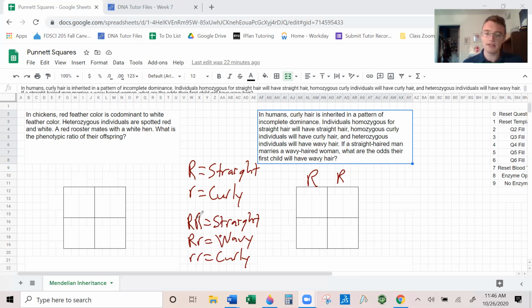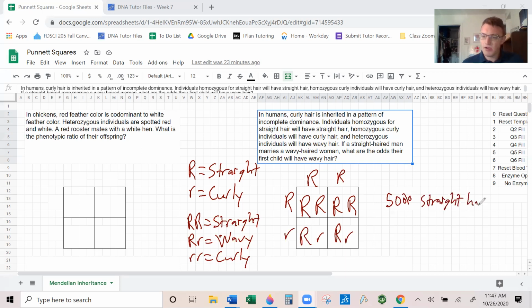Okay, so our big R, big R is going to have straight hair. And then we have a wavy-haired woman. So according to our table, big R, little r means wavy. So she is big R, little r. So we're going to have big R, big R, big R, big R, big R, little r, and big R, little r. So our phenotypic ratio here is going to be a 50% chance of straight hair, and a 50% chance these two are going to be wavy hair, so it'd be a 50% chance of having wavy hair.